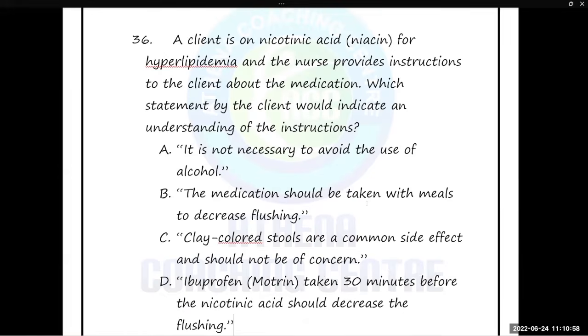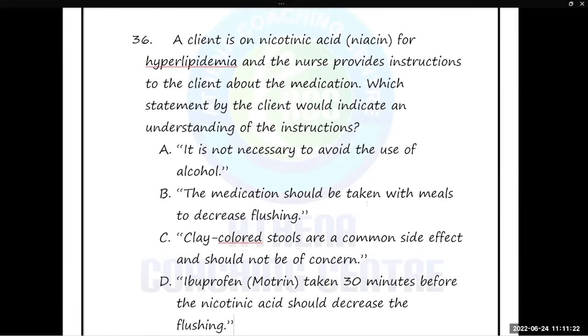A. It is not necessary to avoid the use of alcohol, it is necessary to stop the alcohol. So A is wrong. We want a correct statement. A is wrong. And B, the medication should be taken with a meal to reduce flushing.